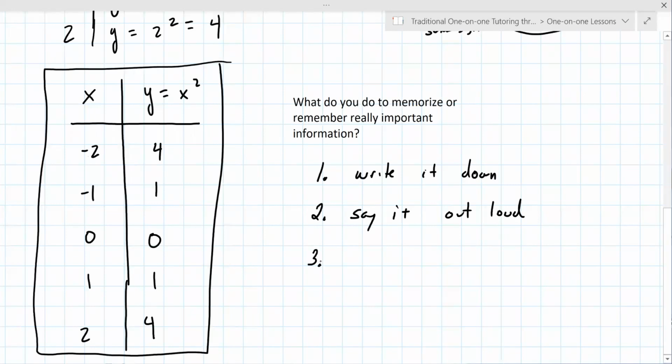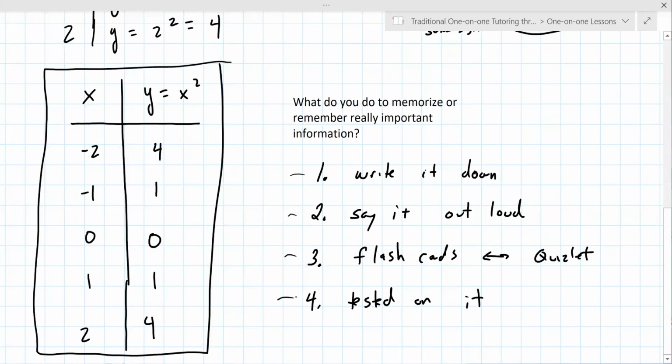Now, when it comes to academic stuff, some students like to make flashcards or use Quizlet. Some people like to write it down or be tested on it. They ask a friend, hey, ask me this question real quick and see if I understand it. So these are just a couple of strategies that you can use, and there are many others to remember.